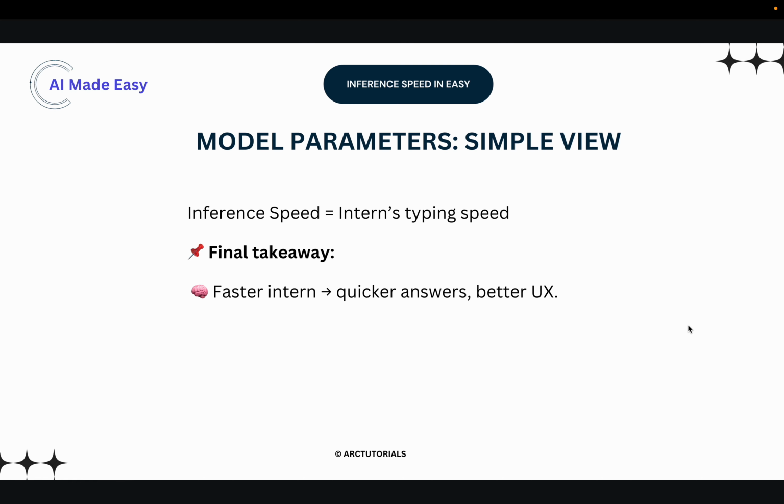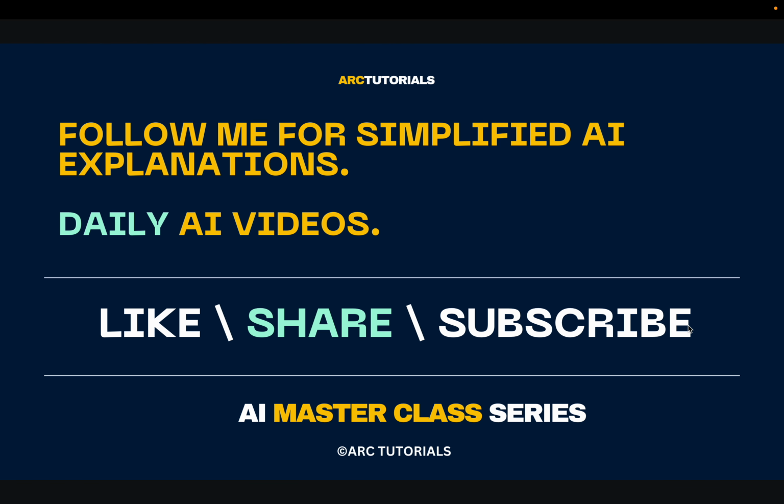Now, how do you think of it in a simple view? Think of it this way. Inference speed is equal to your intern's typing speed, how fast your AI model can type. Now this depends on various parameters like I told you earlier: your hardware, GPU, how many parameters it's trained on, etc. So a fast intern means quick answers and a better user experience.